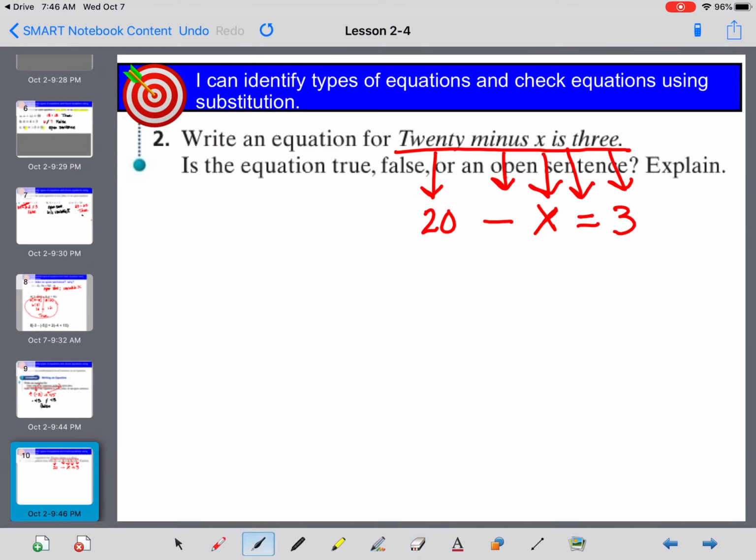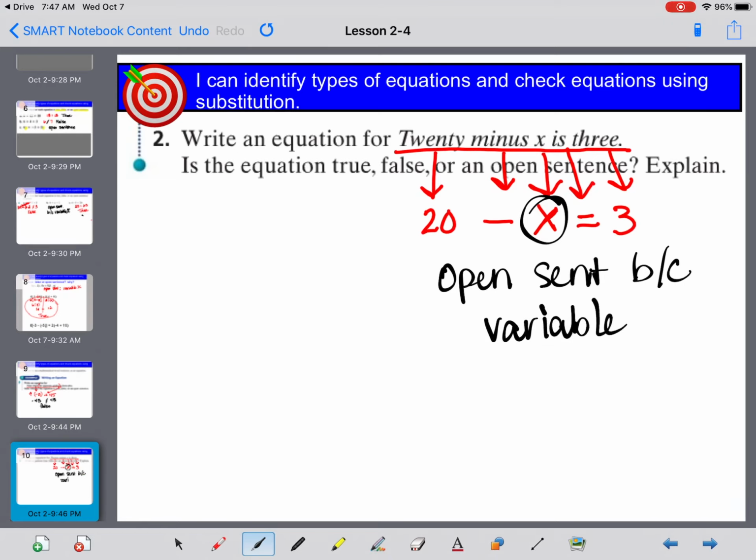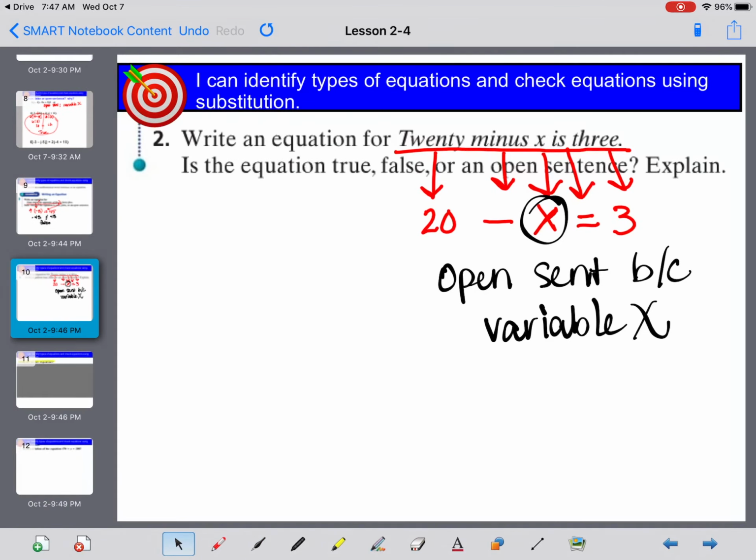True, false, or an open sentence? I learned that anytime you see a variable, it is an open sentence. So because of the variable x, or whatever your variable is, but this one is x.